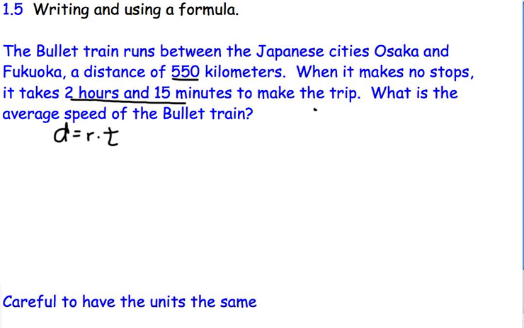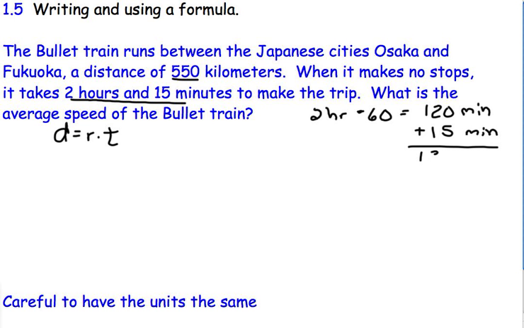So what I would do is go ahead and convert 2 hours to the number of minutes. And we know that there are 60 minutes in every hour, right? So 2 hours times 60 would give me my minutes, which would be 120. So we have a total of 120 minutes plus the 15 minutes that was already there, right? So it gives you a total of 135 minutes.